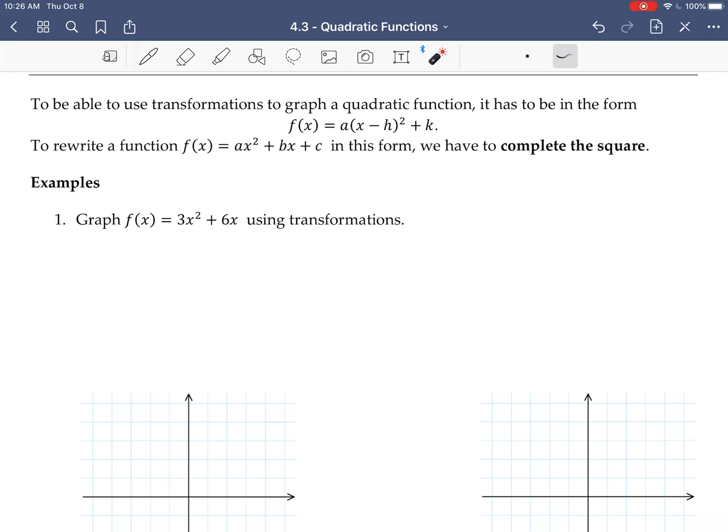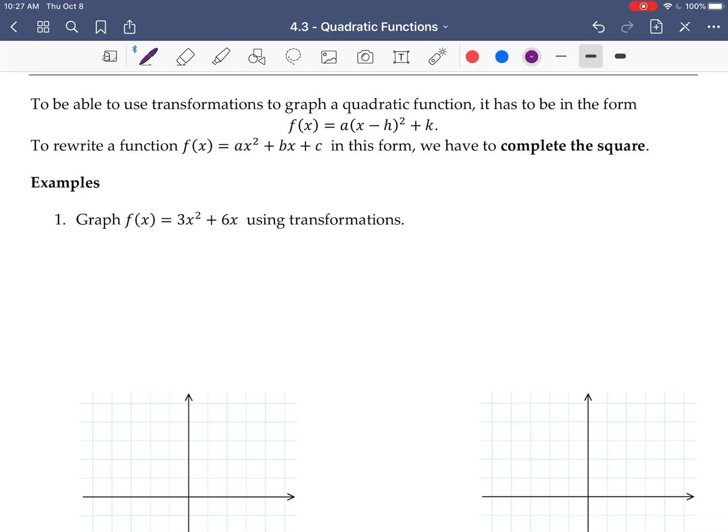If we're going to use transformations, then we need it to be in this form, so we need to be able to see how it's been shifted. If we see it in the regular form, ax squared plus bx plus c, this doesn't tell us how the x squared graph has been moved. So we need to put it in this form, and to do that, we need to complete the square. So that's the idea. So let's do an example.